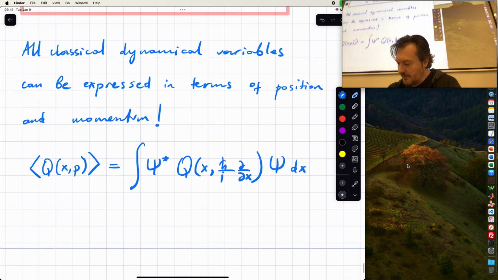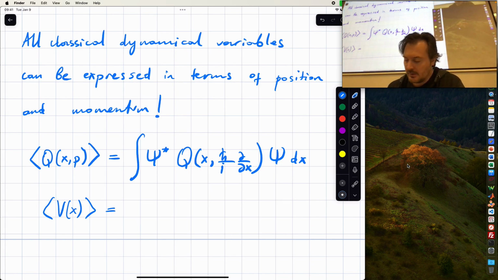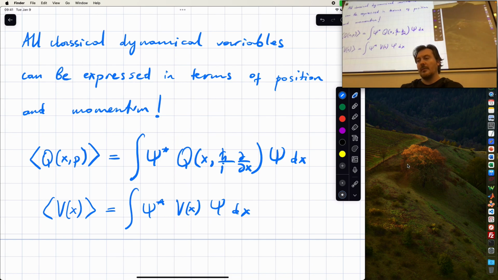Very good. For example, an easy example would be, how do you find the average of potential energy of the particle? Well, you do the integral of psi star V of x psi dx. That's it. Does it make sense? Because V of x depends only on x, so you replace x with x, very easy.